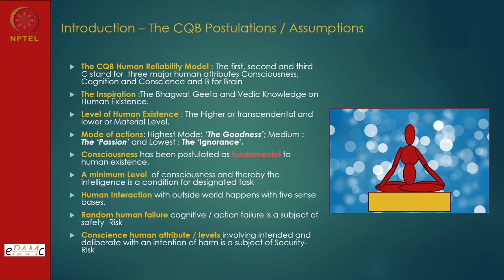You can see right from the definition itself: consciousness, cognition and conscience. Nowadays it's not only safety, security is also important, so the conscience element has come into the picture. That's how we say 3C, and they are operating at the level of brain. Though the ancient knowledge says we have an ocean of consciousness and we are part of it, the job becomes simple when we say it is operating at the level of brain, and at the most it is connecting our body also.